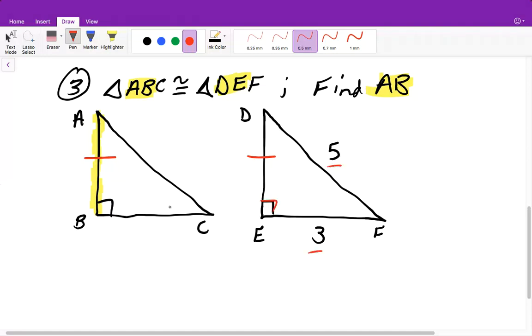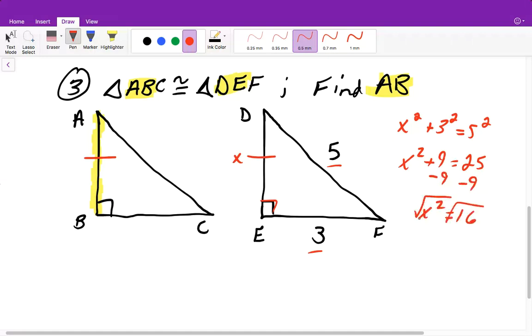So I can then use the Pythagorean theorem, where we'll say that this is x squared plus 3 squared is equal to 5 squared. So x squared plus 9 is equal to 25, subtract the 9. x squared is then equal to 16, take the square root. x is equal to plus or minus 4, reject the negative. So now we know that this is equal to 4. And since we know what DE is now, we can then solve for AB, and AB is also equal to 4. So AB is equal to 4.